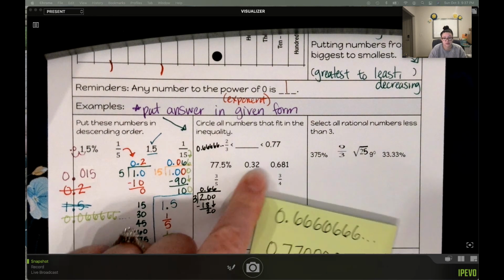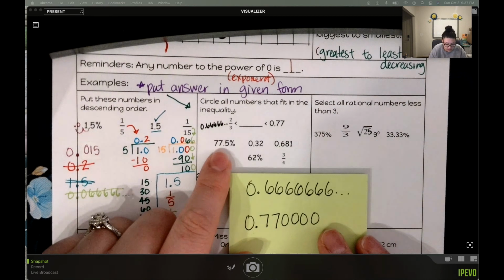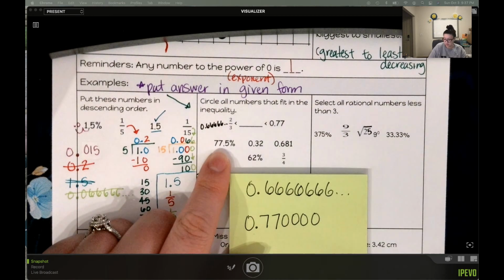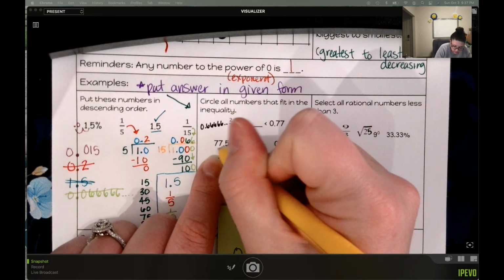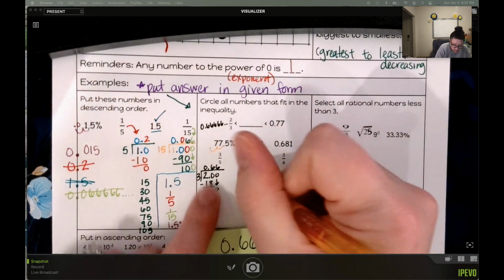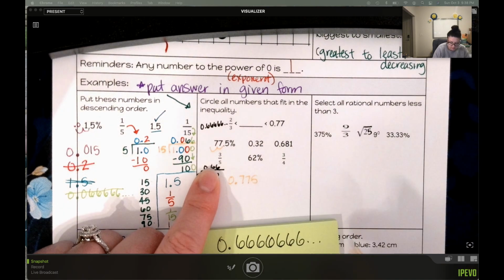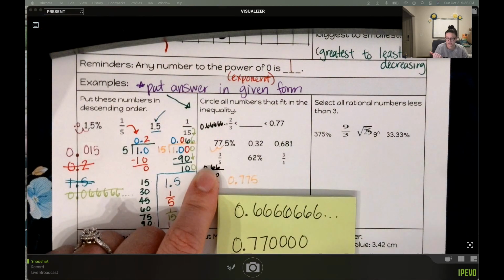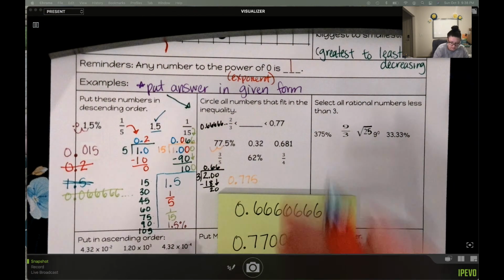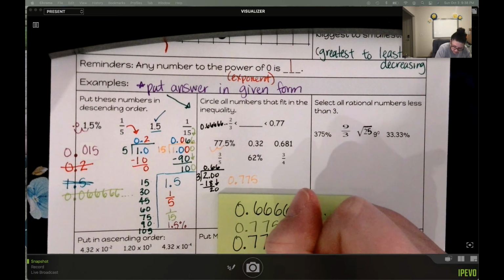All right, let's go through these 6 different numbers and see what works in my space. 77.5%. How do we turn that into a decimal? To the left, to the left. So it's really 0.775. Let's plug that in here and see if it works. I'm going to use my pencil so that I can erase it and just keep using the same thing again. 0.775.